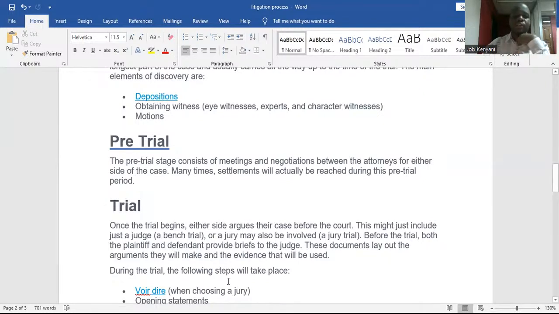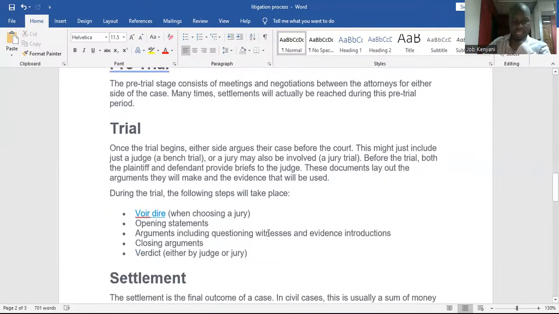During the trial, the following steps will likely be undertaken: choosing a jury, opening statements, arguments, including questioning witnesses and introducing evidence, closing arguments, then the verdict of the judge.